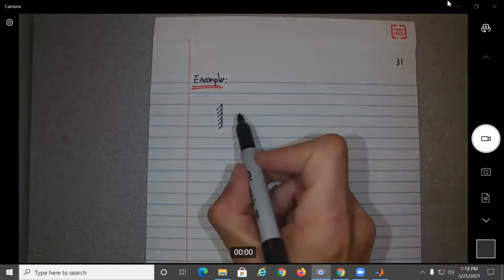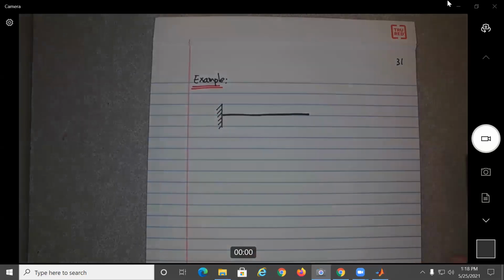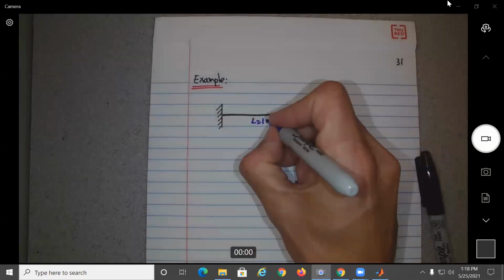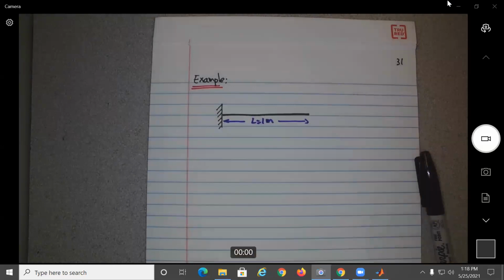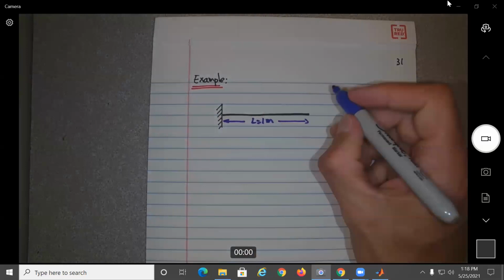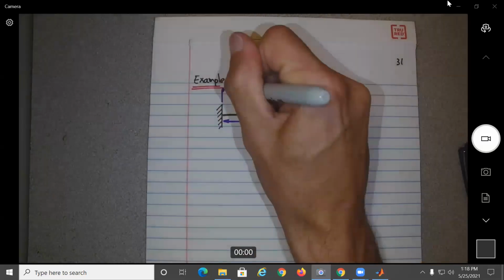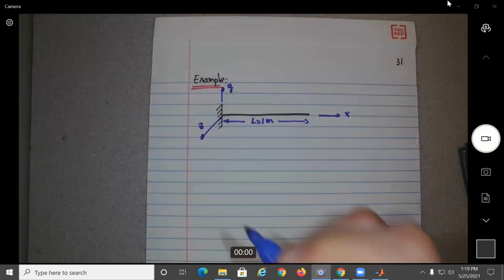So imagine that you have a cantilever beam that is one meter long. Our current system is going to be X, Y, and Z.